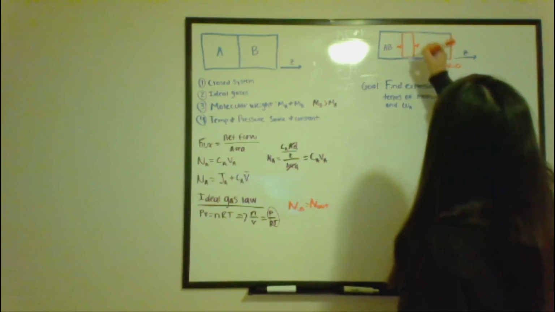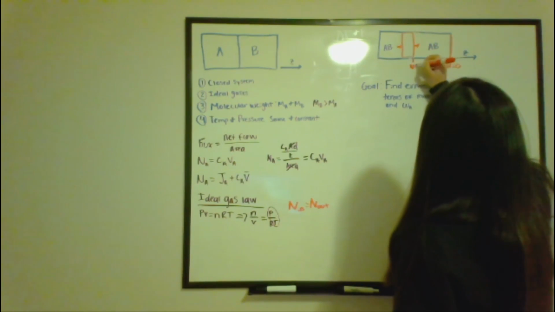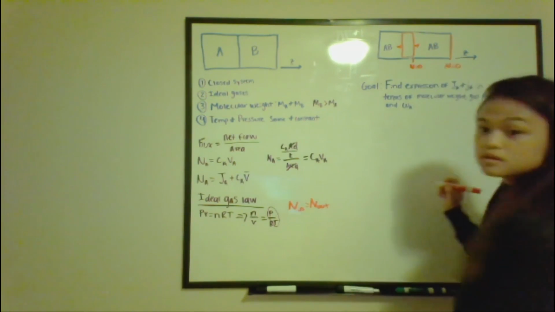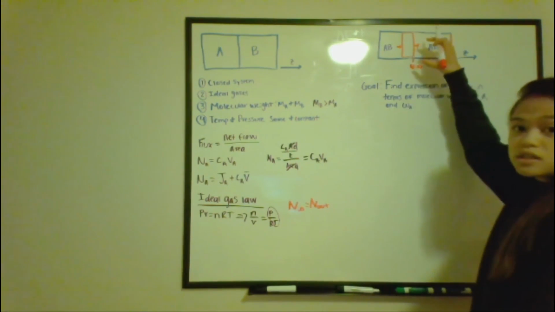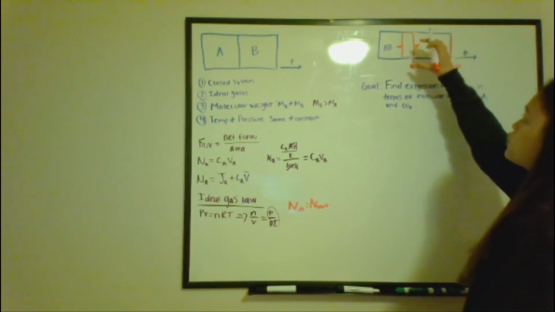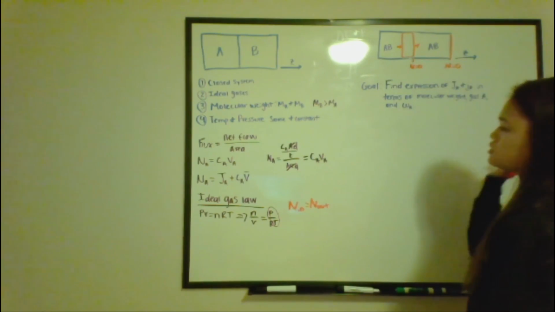So that means here it should also be N equals 0, the net molar flux, because there's no accumulation inside this volume. There should be no accumulation.